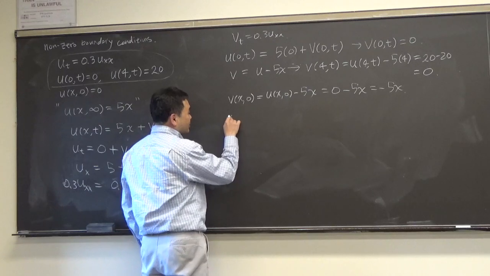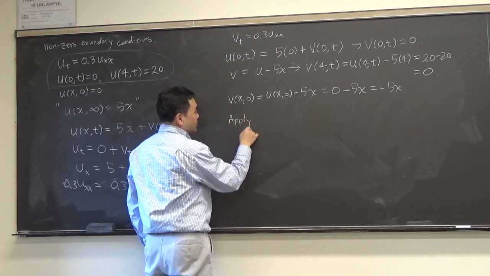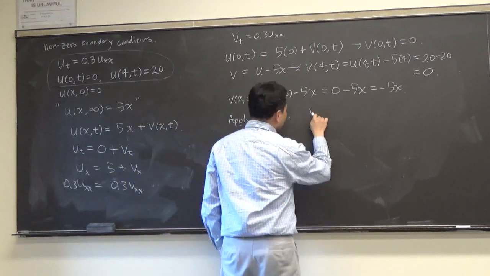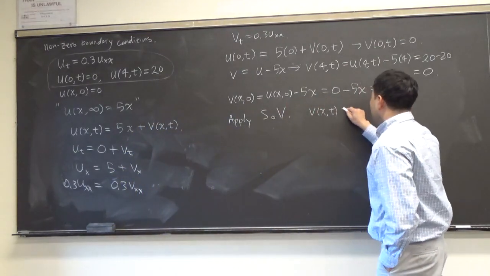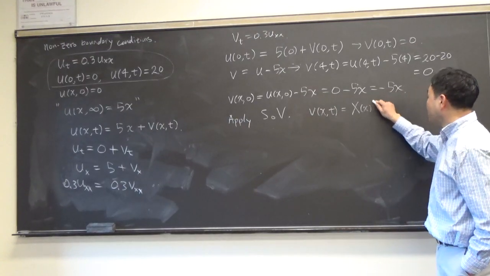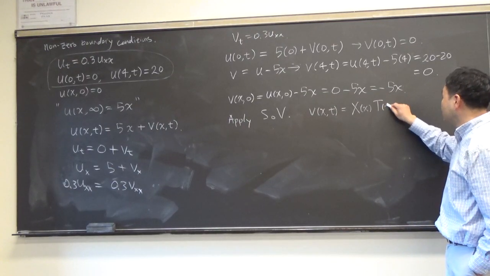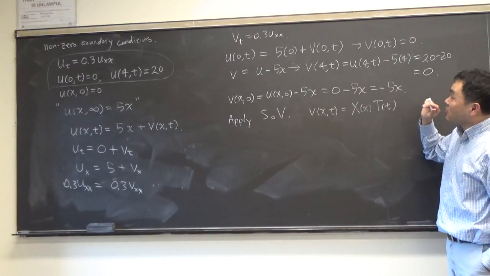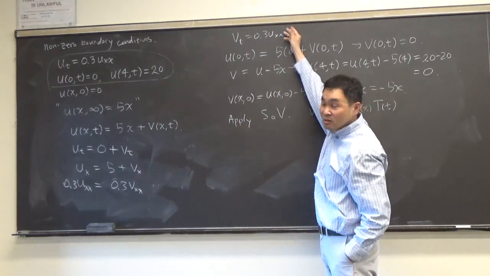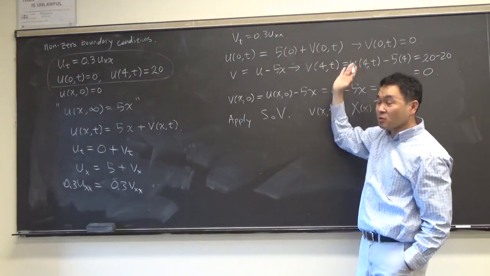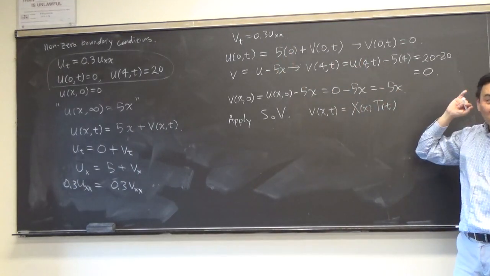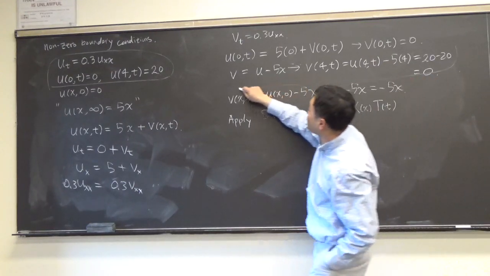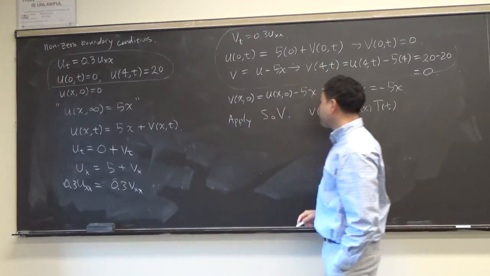So we apply separation of variables. What is separation of variables? You say v(x,t) is a function of x times a function of t, and you're looking for all the functions that satisfy the heat equation and the boundary conditions. But you don't want the initial condition yet. So you only apply this much.